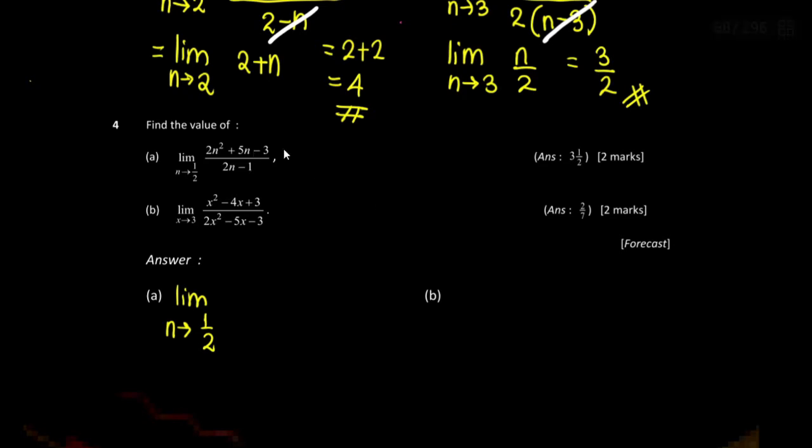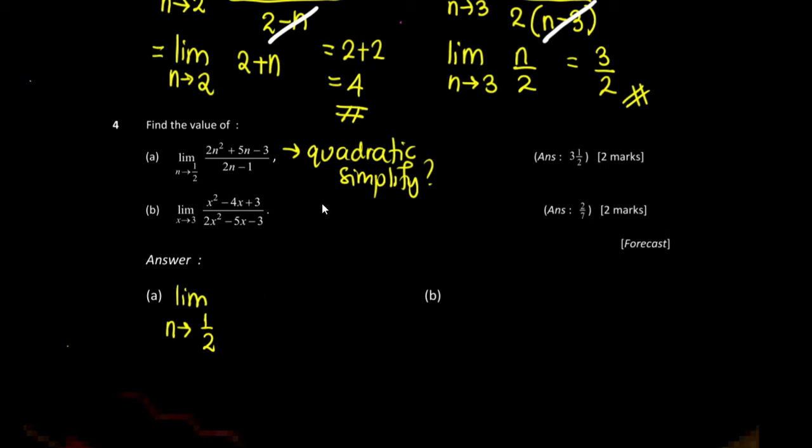So the up one here is quadratic. How do we simplify the quadratic? We can use our calculator to simplify the quadratic, isn't it? So you substitute everything inside your formula. Equation degree 2: the value of A is 2, the value of B is 5, the value of C is negative 3.